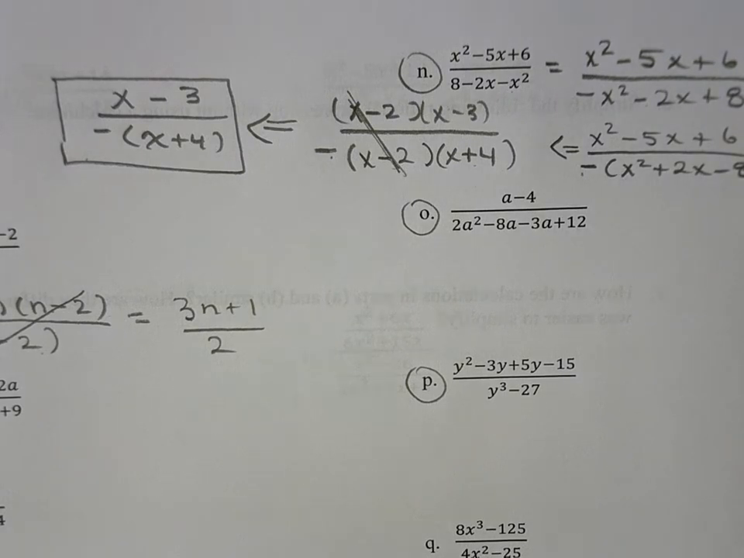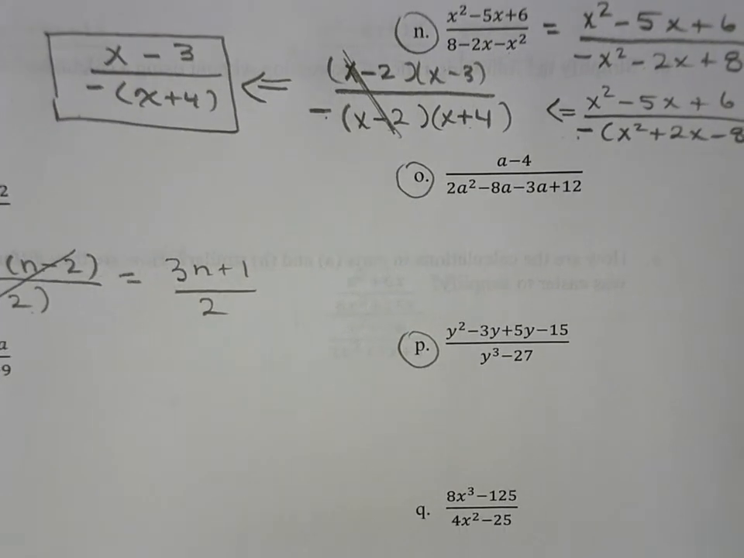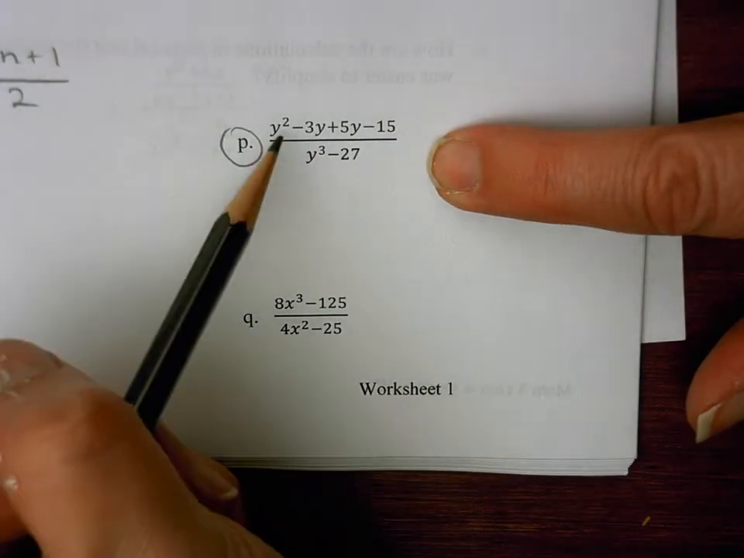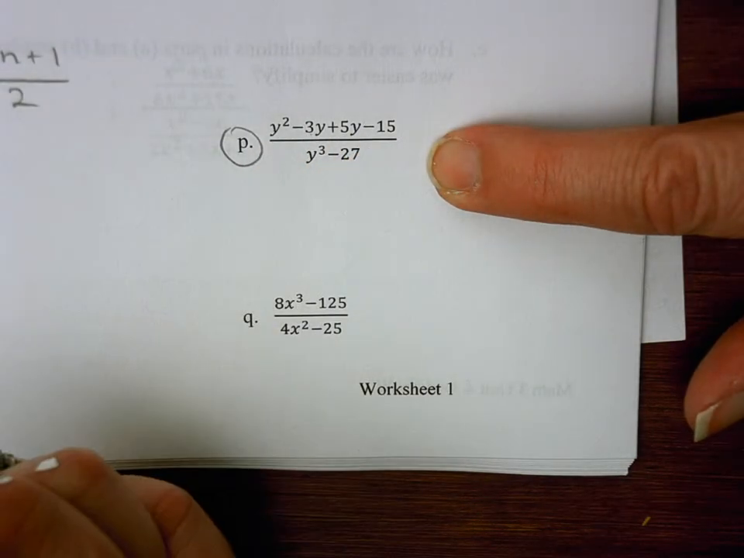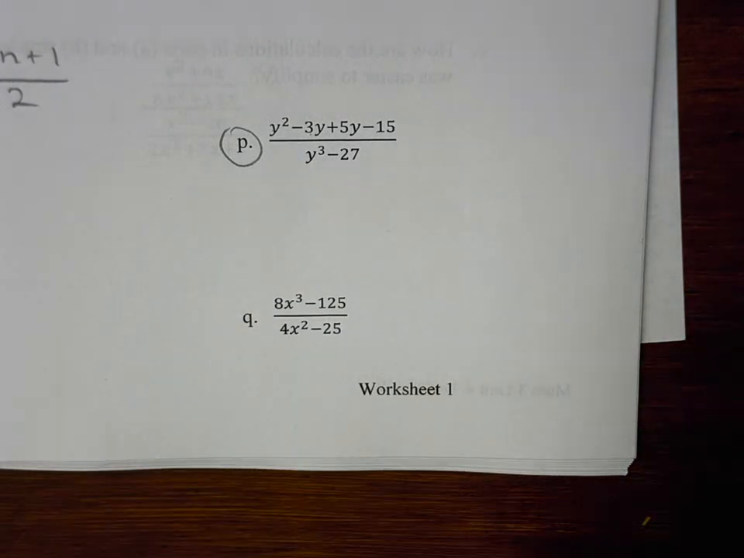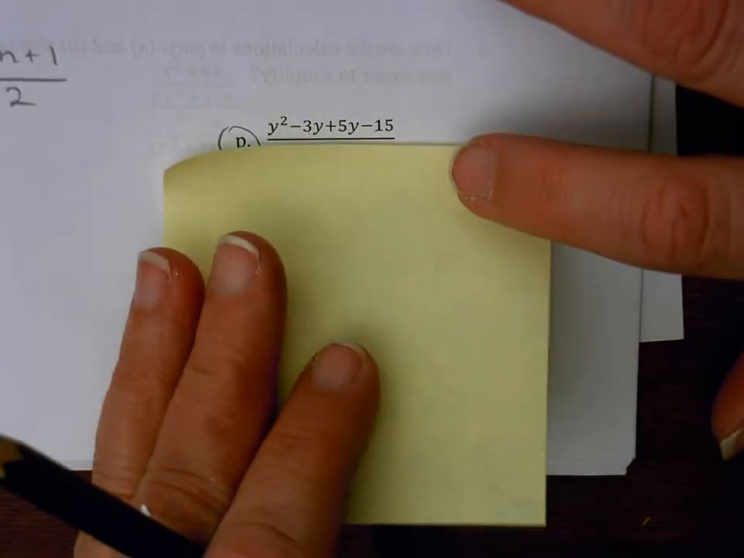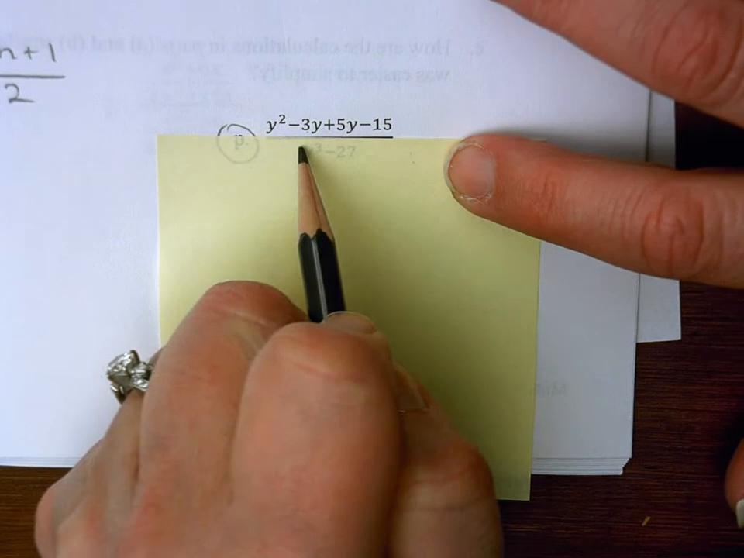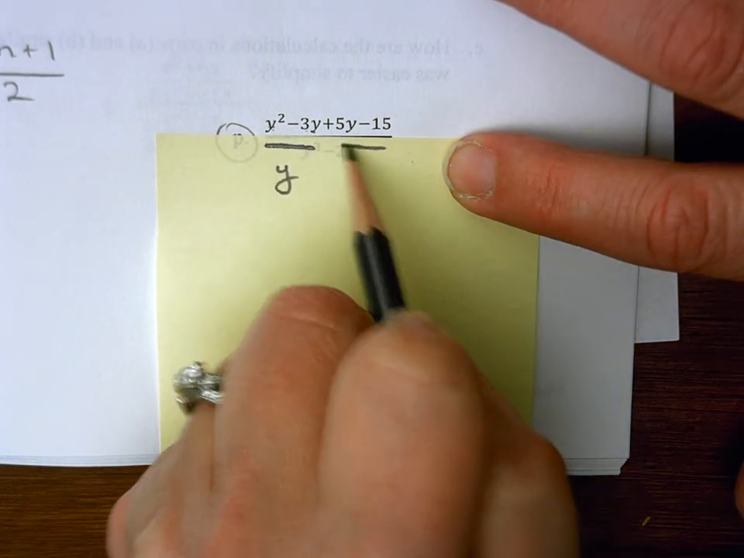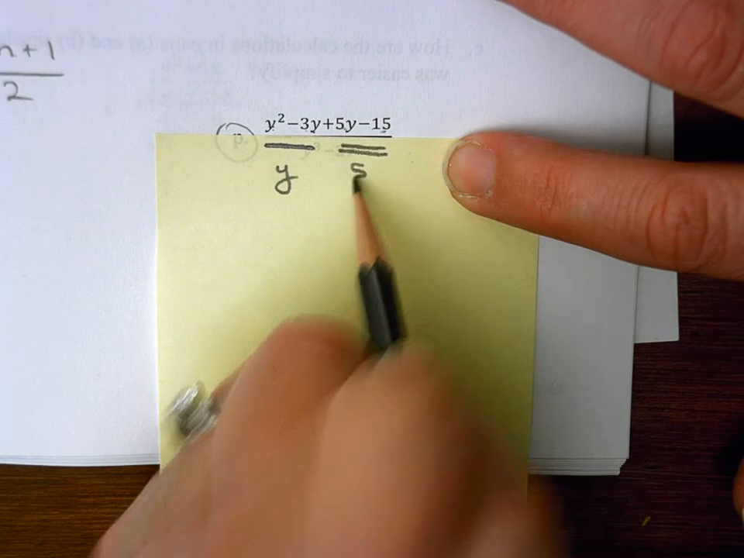And then let's do one more here. Look at p. So I have 4 terms here. So I want to do factor by grouping whenever I have 4 terms. So if I look at the first pair, I can take a y out of both of those. And if I look at the second pair, I can divide a 5 out of both.